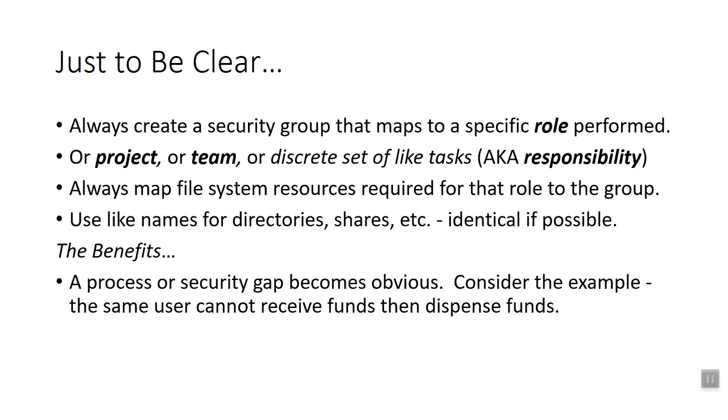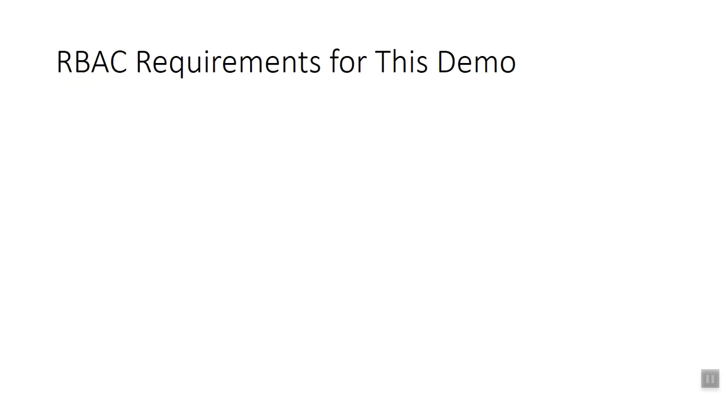And here are the benefits. So a process security gap becomes obvious. Consider the previous example. The same user cannot receive funds and then dispense funds. And that's the case we just examined. All it took was a single move and Armageddon, right? Except nobody knows. Nobody sees it plainly. So what's the benefit? Everybody sees it plainly. They can manage more effectively. All right, for this demonstration, we're going to be using generic group names and account names. You'll see in a minute.